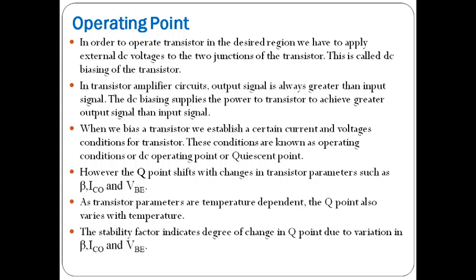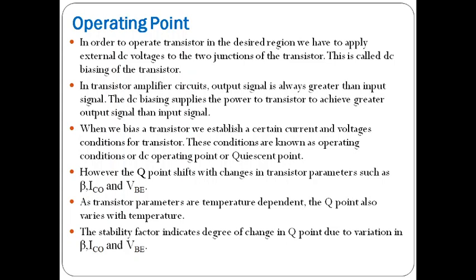Why do we need to apply the biasing? What is the necessity? To operate the transistor in the desired region and to get the output signal power greater than the input power. The main application of the transistor is amplifier. An amplifier is nothing but increasing the strength of the input signal, that means the output signal strength is more compared to the input signal. So the need of biasing is to operate the transistor in the desired region, that means the active region, and second, to get the output signal power greater than the input signal.